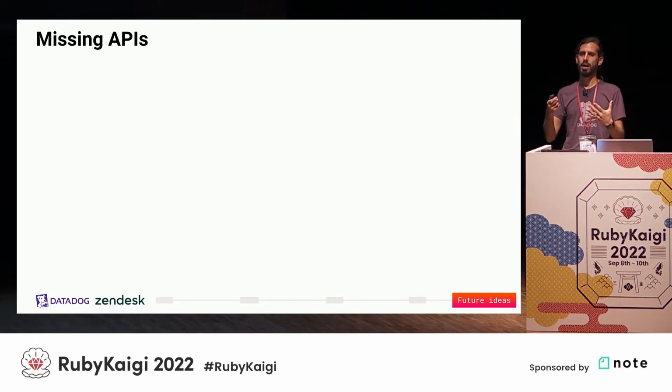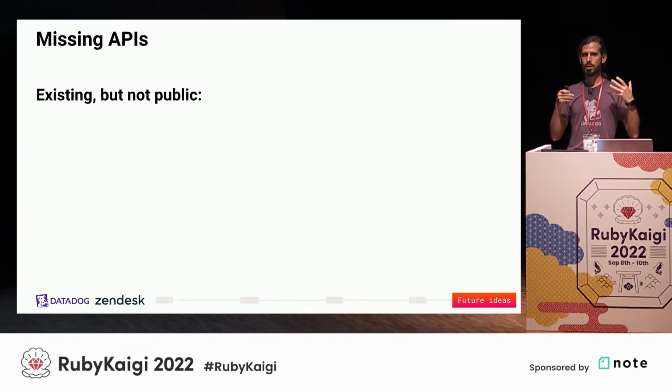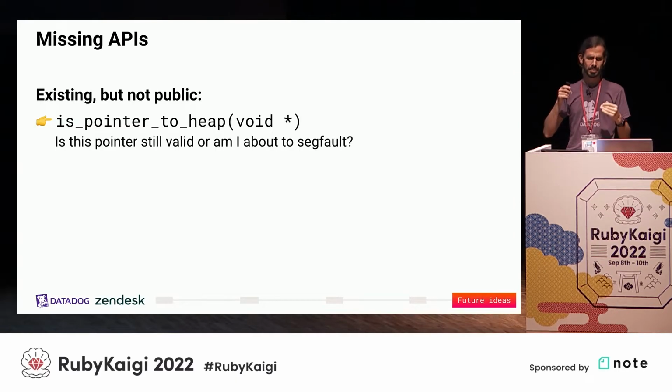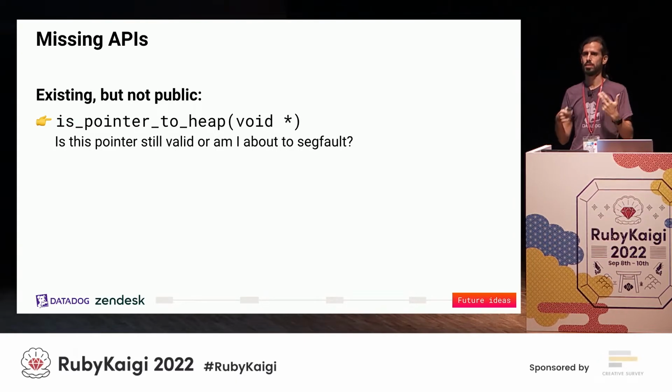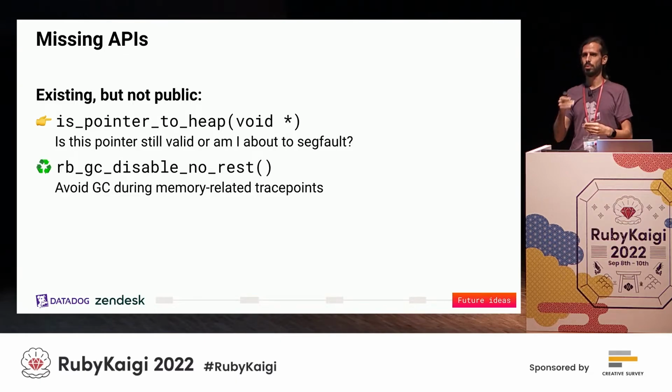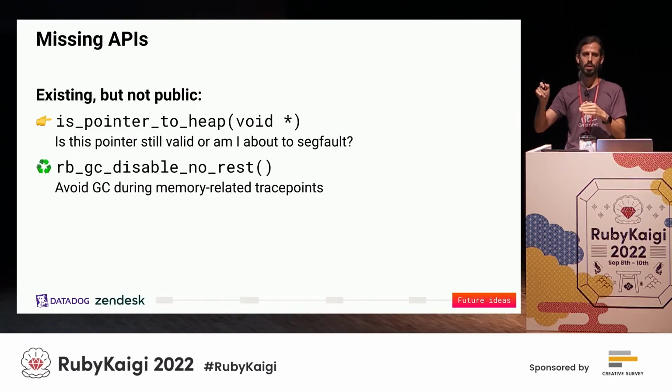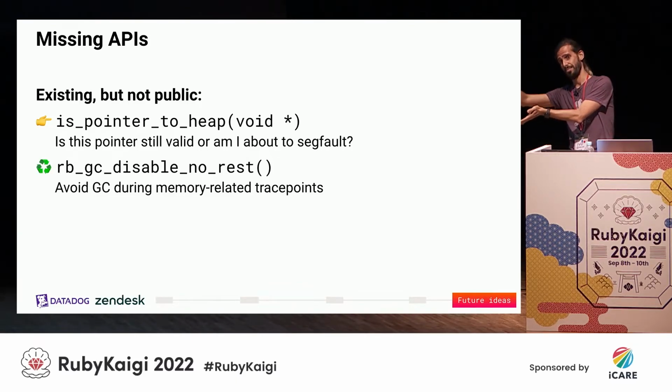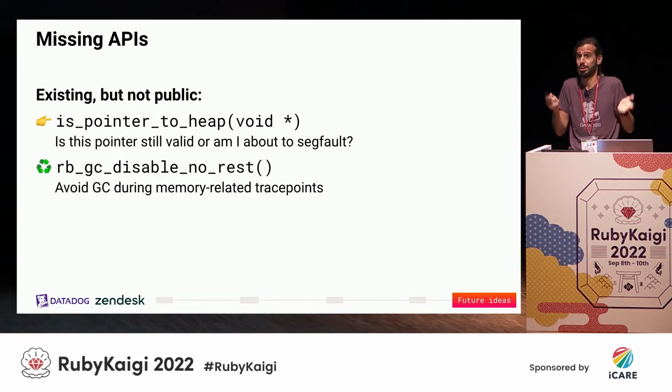Some of the missing APIs that we would also like to have. The Ruby VM already has some internal APIs that we need to get the low overhead we want, but they're not public. There's is_pointer_to_heap, which is really useful to make sure that something we are holding on to is still valid. Then there's rb_gc_disable_no_rest, which allows us to temporarily disable GC, but in a way that doesn't trigger GC as well. Both of these APIs are in the VM, but the VM does not expose them to extensions. So again, we had to copy-paste code from the VM into our gem, and then it works.